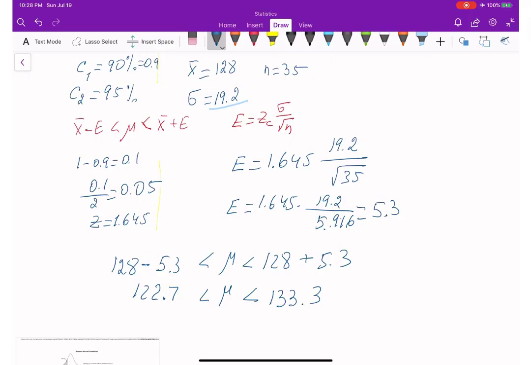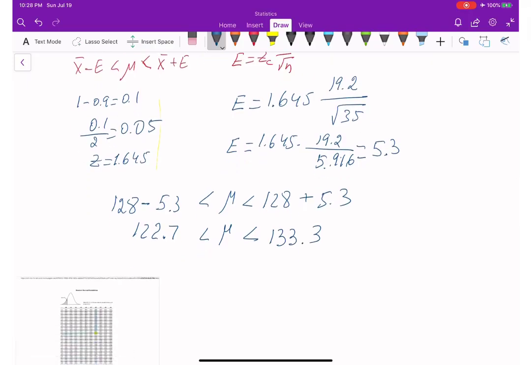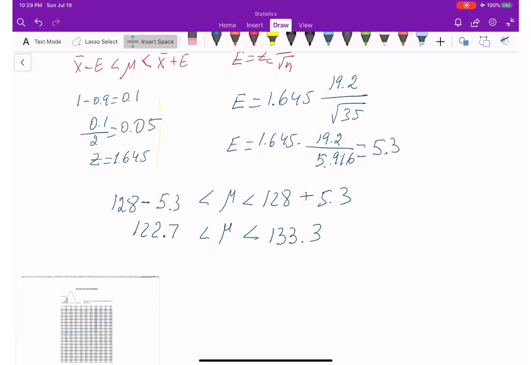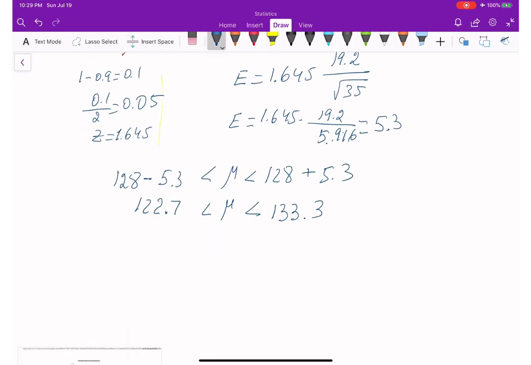So confidence interval, let me write down the final answer. If I plug in, it's gonna be 122.7, comma, 133.3. Okay. One more, the last one, and we will be done.